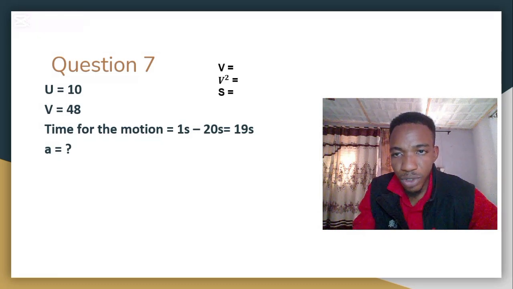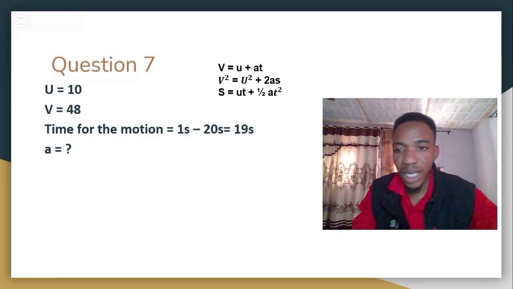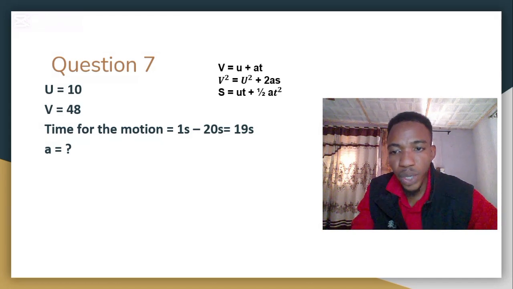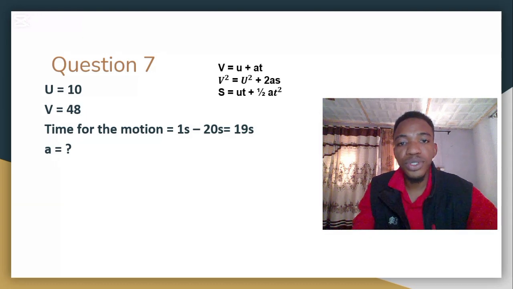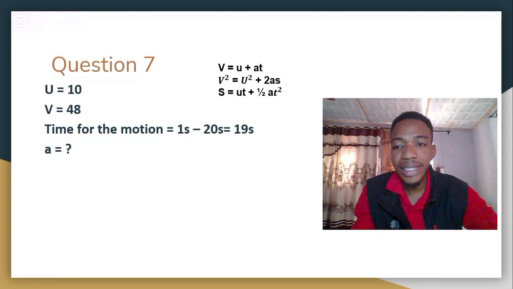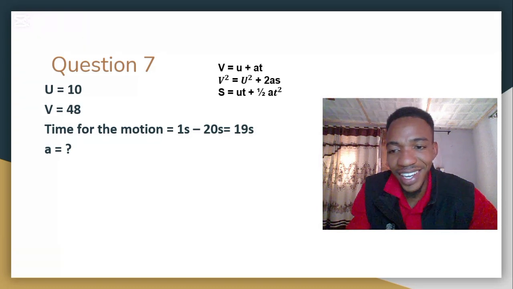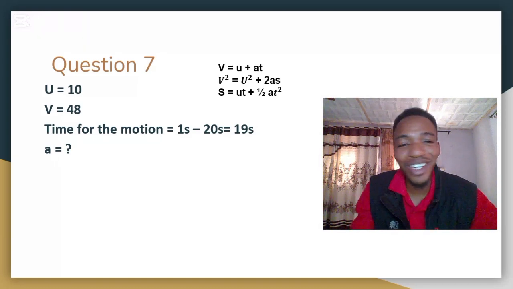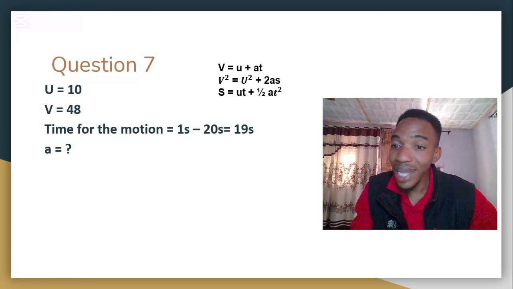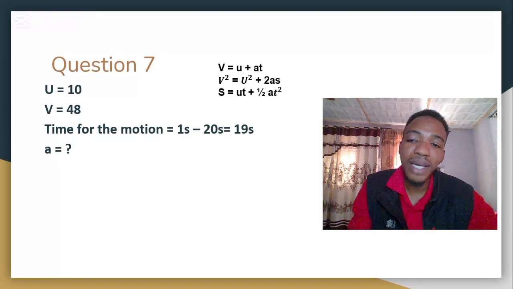So what are the equations of motion? These are the 3 equations of motion that will solve 90% of your questions related to motion. The first one is v equals u plus at. The second one is v squared equals u squared plus 2as. And the third one is s equals ut plus half at squared. So with these 3 formulas, you can solve any question on physics, on motion, and you solve it wisely, not foolishly. The question will look like a fool by the time you finish solving it.